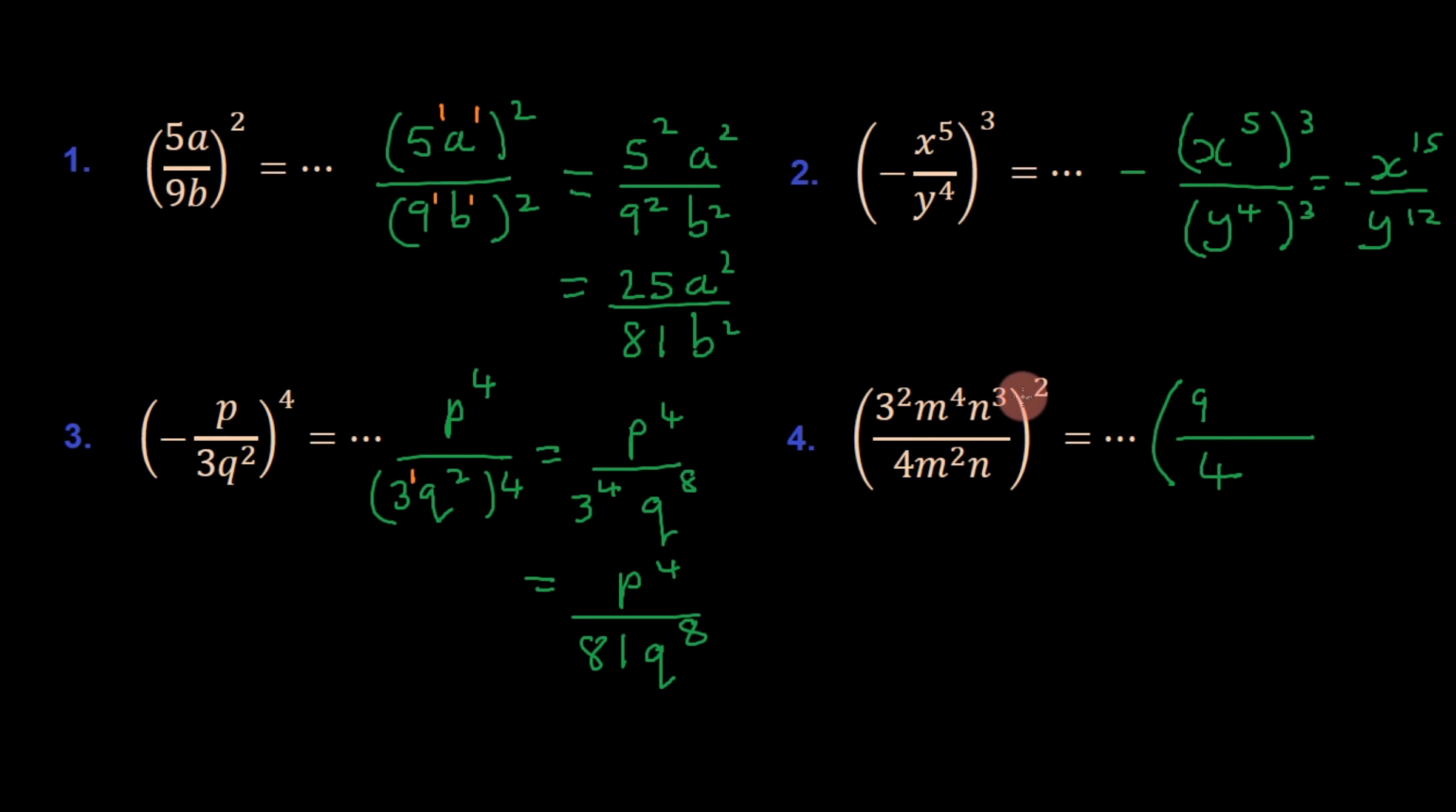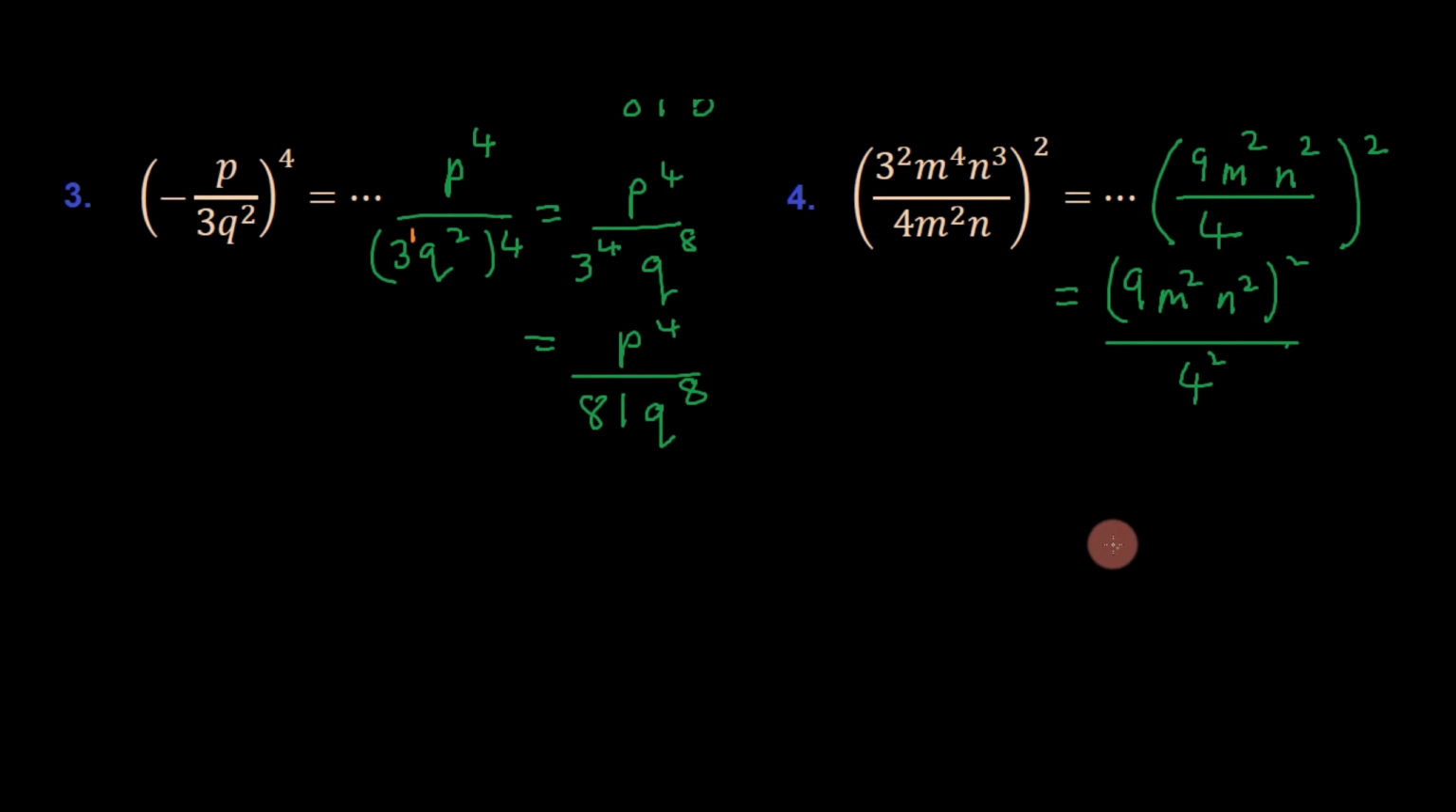Using law 2, we can subtract the powers. So we get m squared and n squared as well. Now we can apply the fourth law. So it's going to be 9m squared n squared all squared over 4 squared. And using law 3, we can apply the power of 2 to everything inside the brackets by multiplying the powers out.